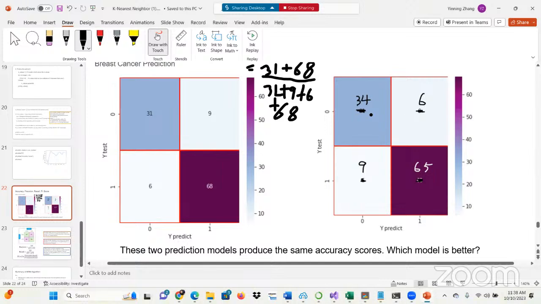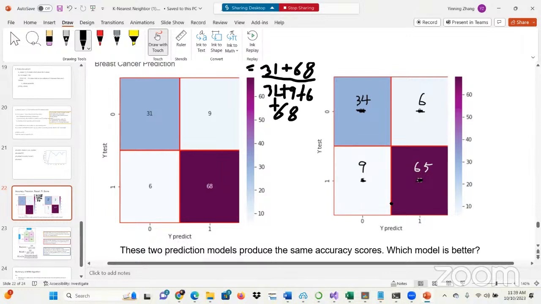And if you calculate this one, it's the same. It's 34 plus 65 and then divided by, so this number added together, it's also 99. So these 2 models look exactly the same, they have the same accuracy. Are they really equally good?